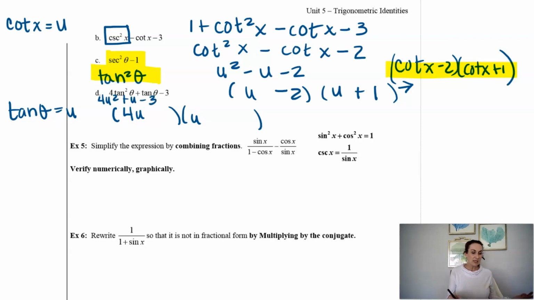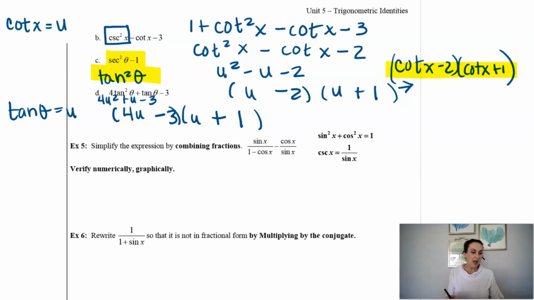So I need that 3 times 1. So if I put the 3 here and the 1 here, outsides is a 4u and insides is a 3u. So subtract the 3u, and that will give me just a positive u in the center. So I did that by guess and check. You could do that by split the middle or the AC method. There's a whole bunch of different ways to factor.